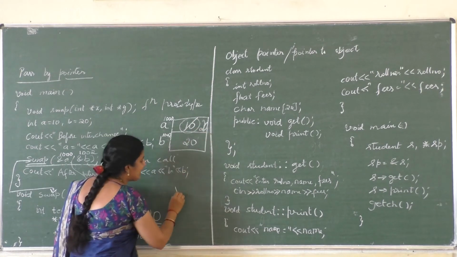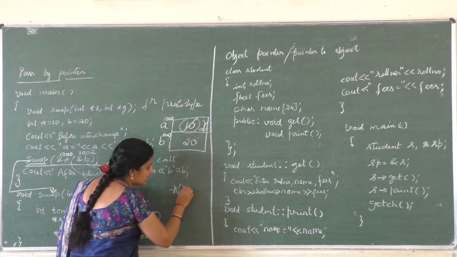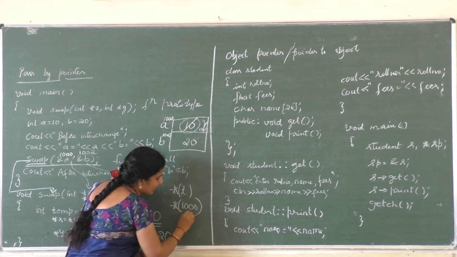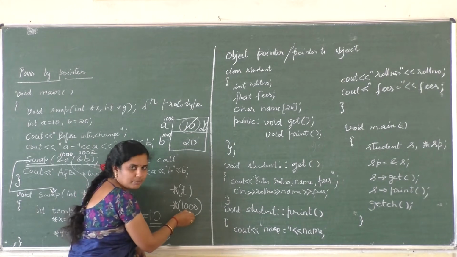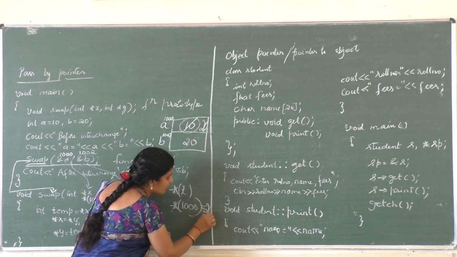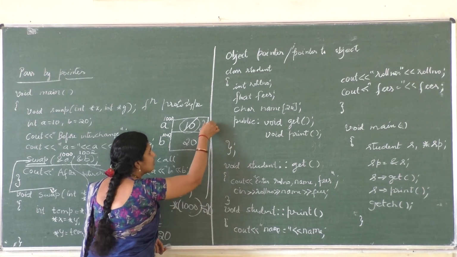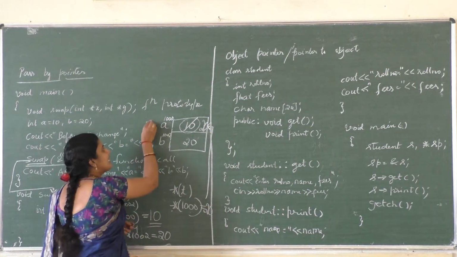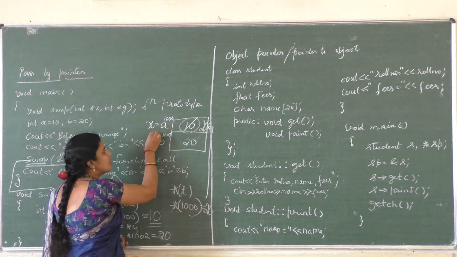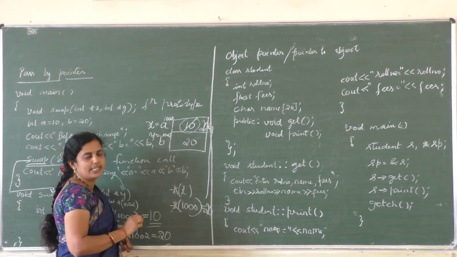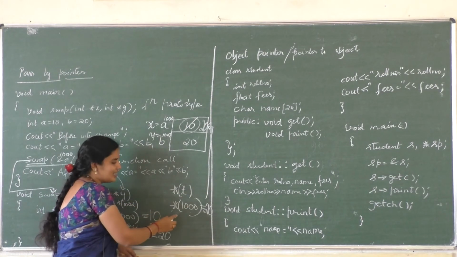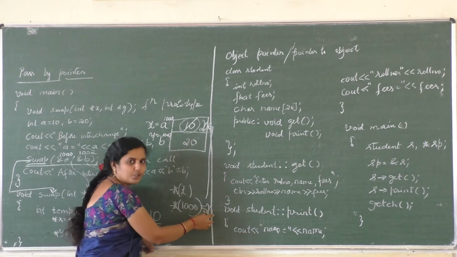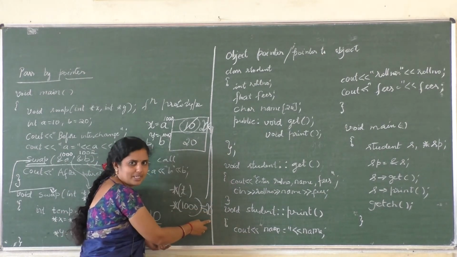Value in the 1000th memory location. Star X means value in the 1000 memory location, which must be equal to 20. So this value will be considered as 20. Is it clear? X is how much? 1000. Y is how much? 1002. Is it clear? So the value stored in 1000 must be equal to star Y, that is 20. Is it clear?